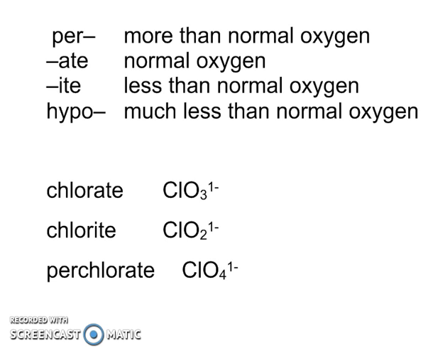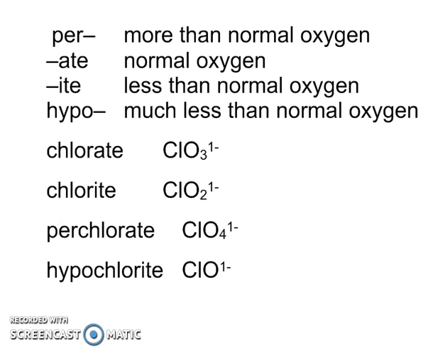The last ion that we're going to do is hypochlorite. One rule about hypo is that you cannot use it unless you're using it with the anion that has an ending of ite. That's why it actually means much less than normal, because ite is less than normal, and hypo means less. You put the two together, it's less than normal. It's very similar to the less than 109.5 bond angle that we have in a bent molecule. So hypochlorite is ClO1-.